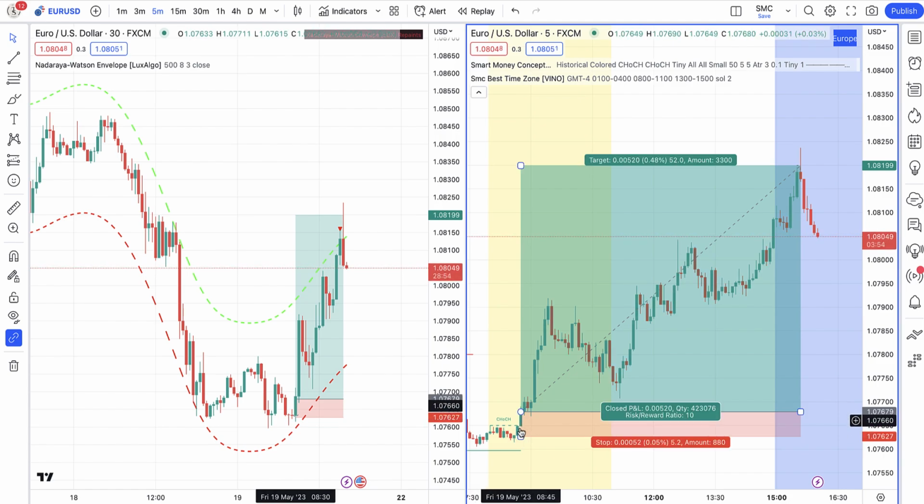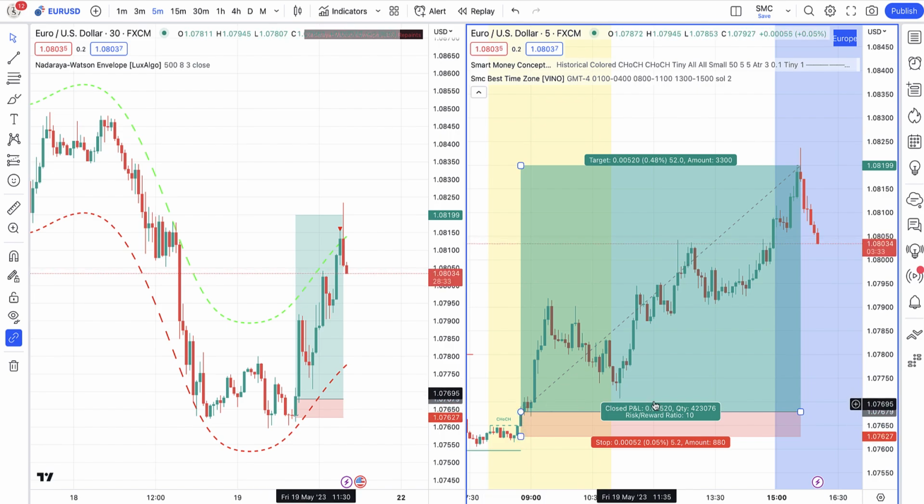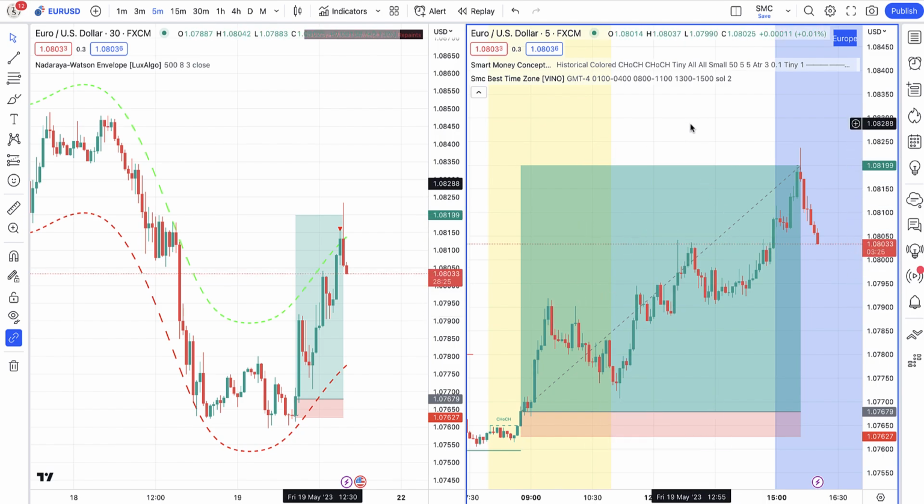Now, if it's two candles, like in this case, we will have the entry at the close of the candle which caused the change of character. And the stop loss will be the low of the candle before it on the 5 minutes. And we will have our target profit based on the risk to reward ratio of 10 to 1. So this happened here, and this happens all the time.